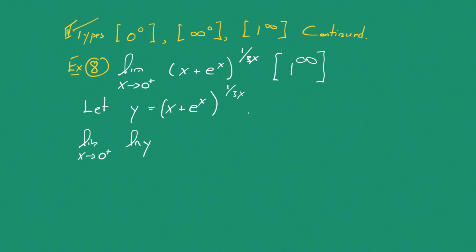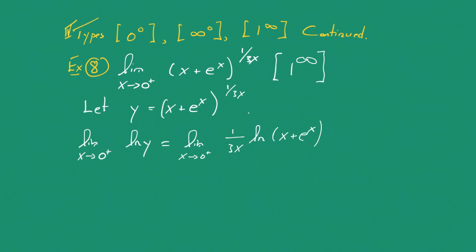When we do that, when we take the log of y, it's the log of this, which has this exponent. The exponent 1 over 3x is going to pop down in front of the log, and we'll get that this is equal to the limit as x tends to 0 from the right of 1 over 3x times the log of x plus e to the x.